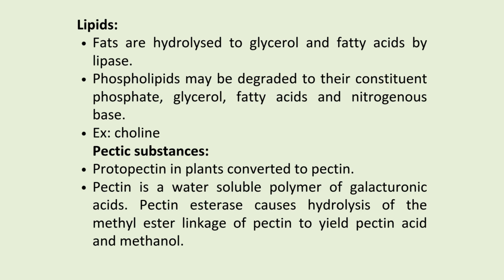Phospholipids may be degraded to their constituent phosphate, glycerol, fatty acids, and nitrogenous base such as choline. For pectic substances, protopectin in plants is converted to pectin. Pectin is a water-soluble polymer of galacturonic acids. Pectin esterase causes hydrolysis of the methyl ester linkage of pectin to yield pectic acid and methanol.